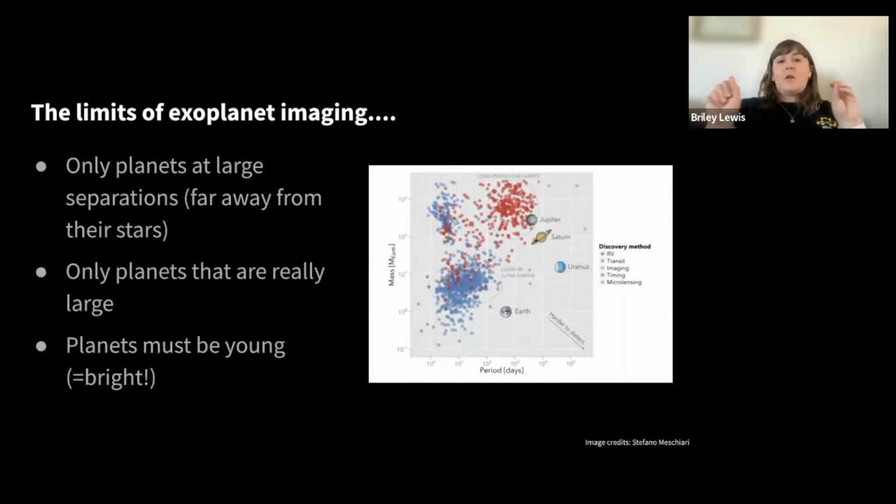This is because the closer in you are to the star, the easier it is for the planet to get lost in the bright glare of the star. And also, if we're blocking out the star and something's right next to it, we might block out that very close-in planet with the coronagraph.